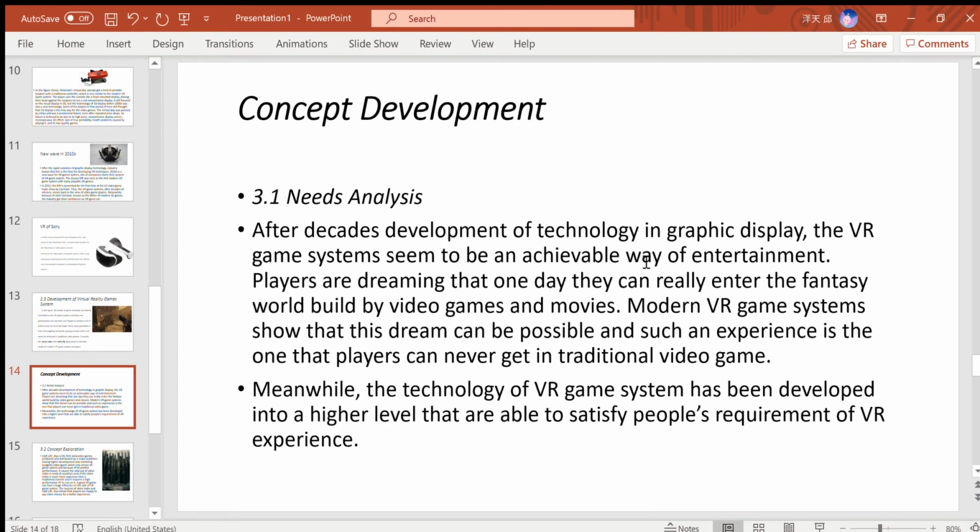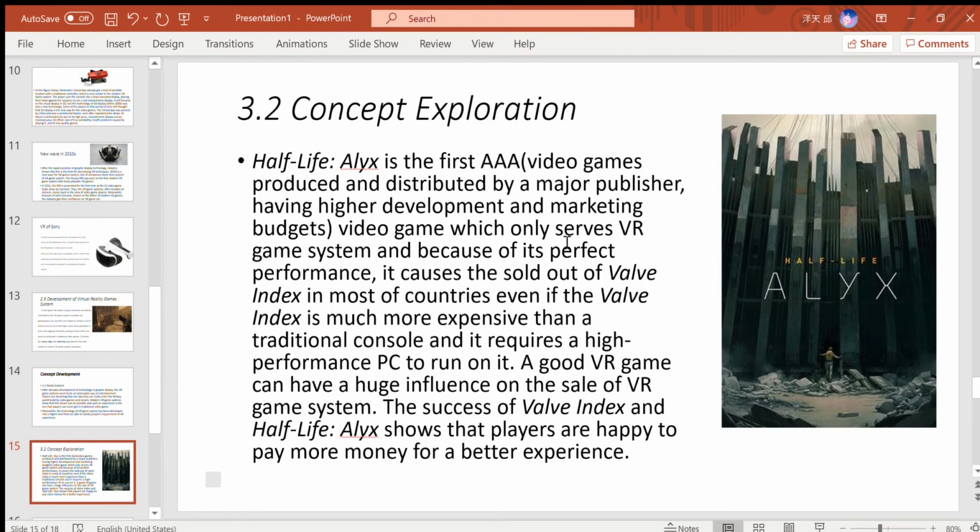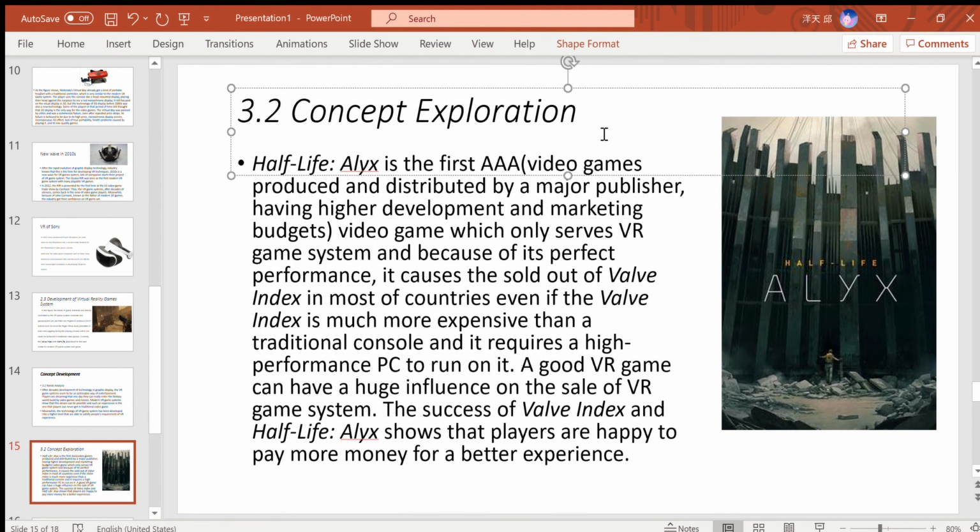Concept development 3.1, needs analysis. After decades of development of technology in graphic display, the VR system seems to be an achievable way of entertainment. Players are dreaming that one day they can really enter the fantasy world built by video games and movies. Modern VR game systems show that this dream can be possible, and such an experience is one that players can never get from traditional video games. Meanwhile, the technology of VR game systems has been developed to a higher level that is able to satisfy people's requirements of VR experience. That means people's demands on the VR system are really high.